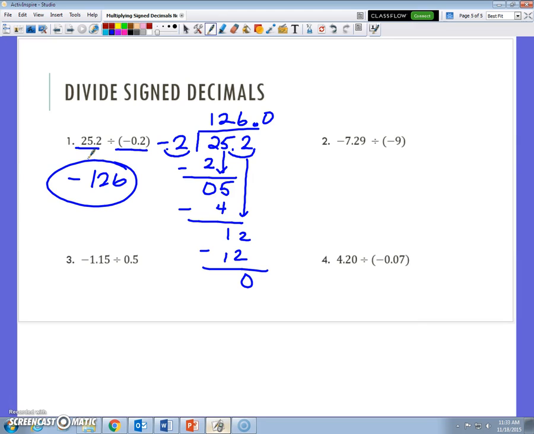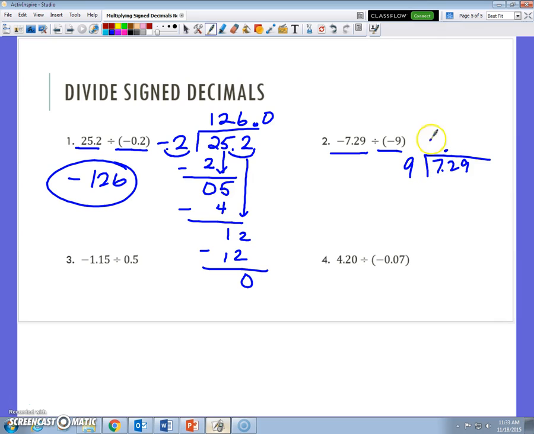Take a look at the next one here. Negative 7.29. I'm not going to write the negative in there. I think it's going to be confusing. We're just going to write 7.29 divided by 9. And in this case, I have a negative divided by negative, so I know my outcome will be positive. Since I don't need to make this a whole number, we're good to go. I just make sure my decimal point stays right where it's at.